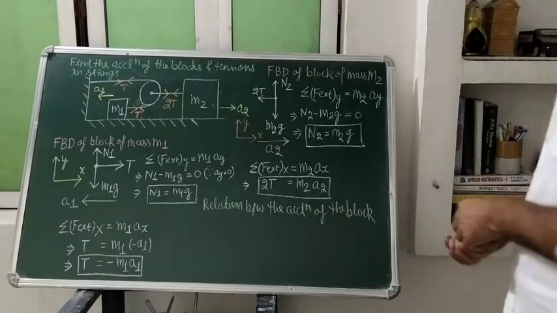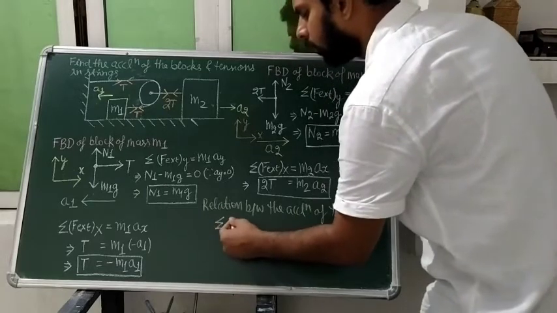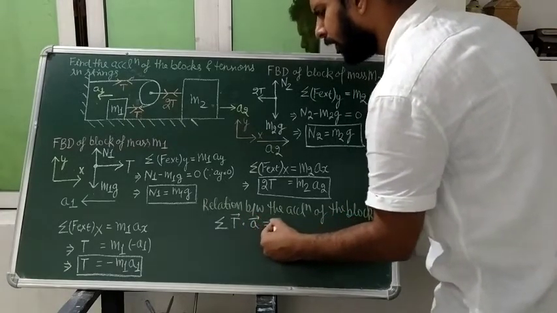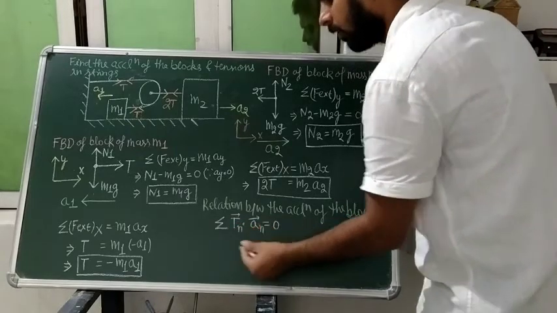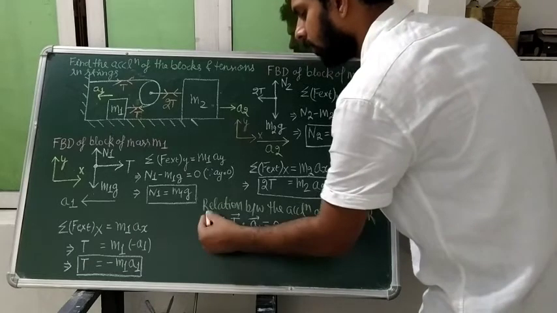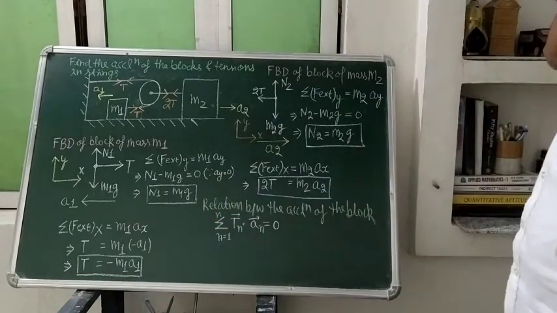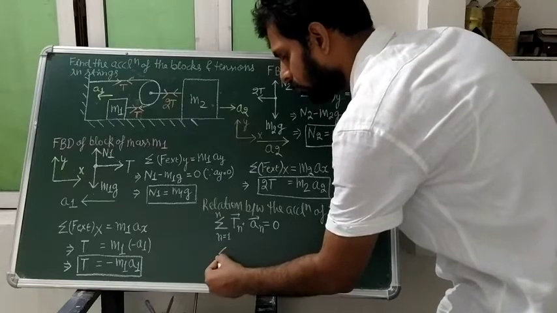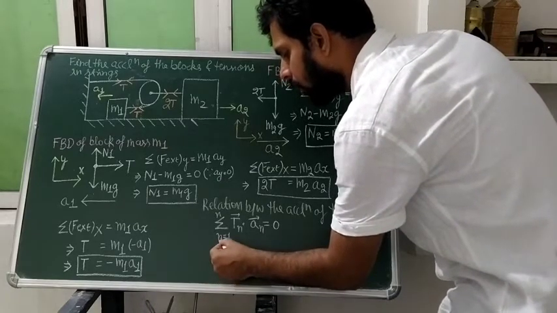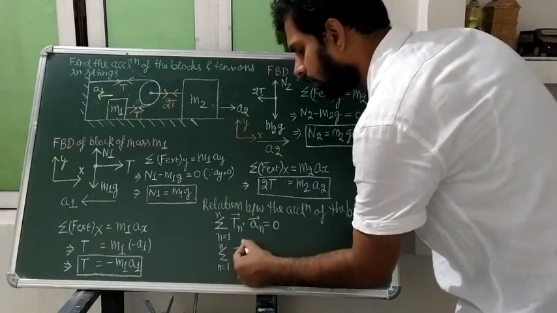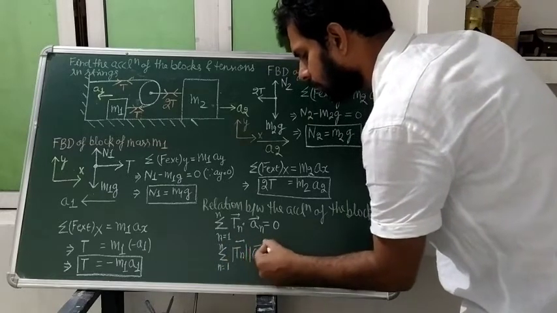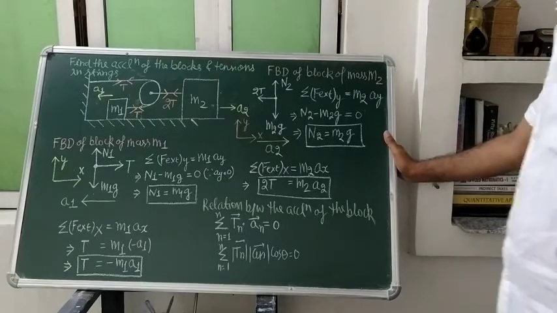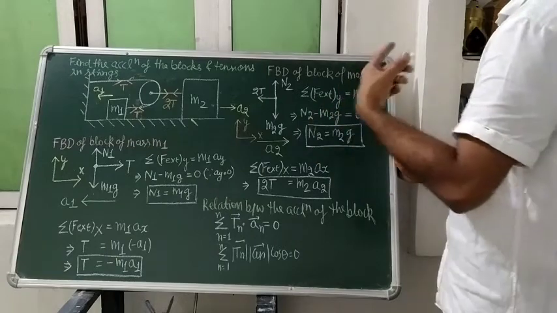Since we want to know the relation between the accelerations of the blocks, we can apply the short trick here. The short trick tells us that the sum of all the dot products of tension vector and acceleration vector, going from n equals 1 up to n, that is the magnitude of the tension vector multiplied by the magnitude of the acceleration vector times cos theta, should be equal to 0. For the block of mass m1, T is acting in this direction, and acceleration is acting in that direction.